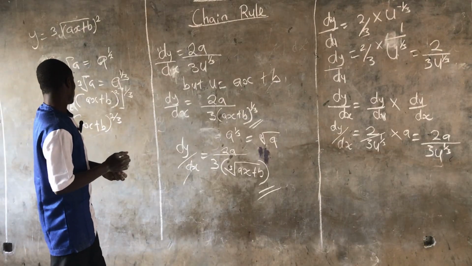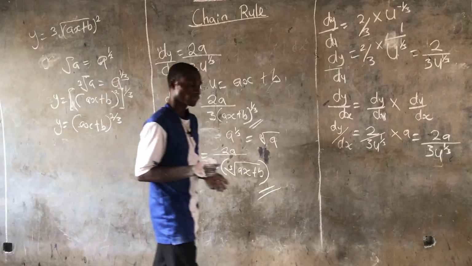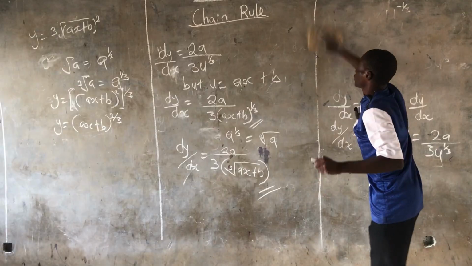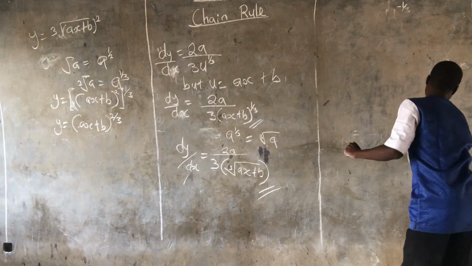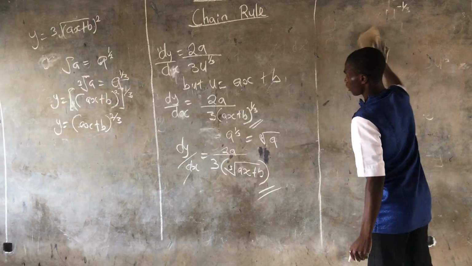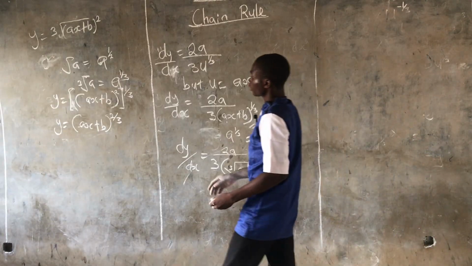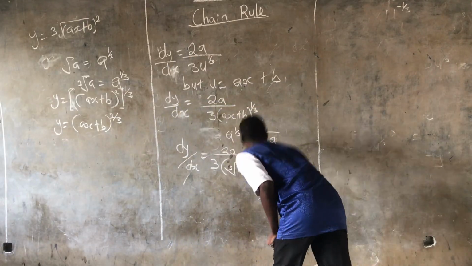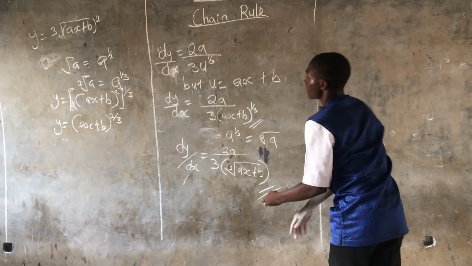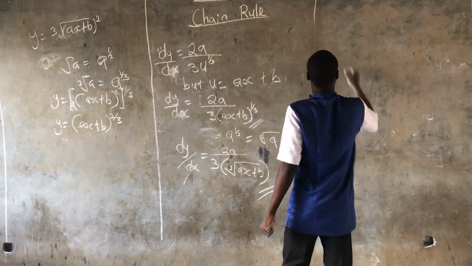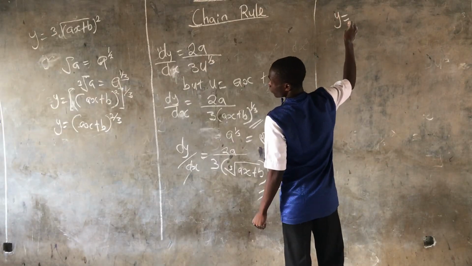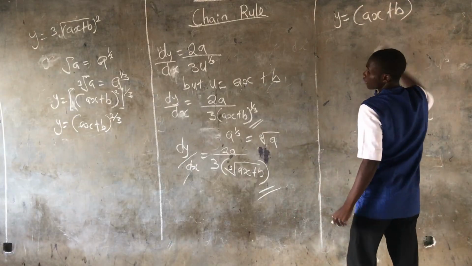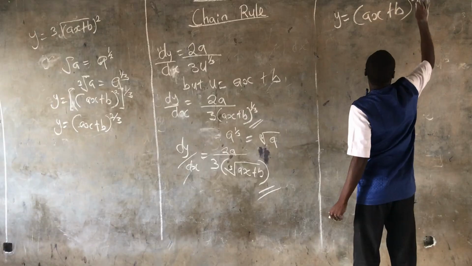I think I should teach you how to use shortcuts. I want to give you the shortcut of solving chain rule. Using the shortcut, given that y is equal to bracket ax plus b raised to 2 over 3.